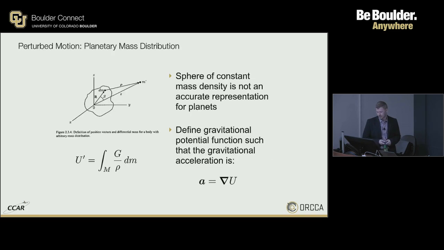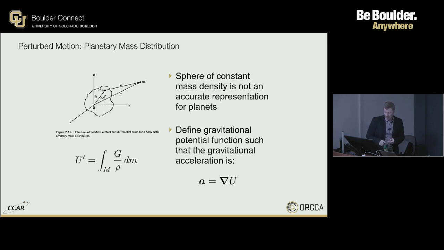So, planetary mass distribution, right? Of course, we talked about this with Keplerian dynamics. We're assuming point mass gravity, which is equivalent to a constant density sphere that we're outside of, right? I mentioned that last time. But that's never true in reality, basically for anything. So we need some way to determine the gravity and the gravitational acceleration for some body that's not a constant density sphere. Okay?